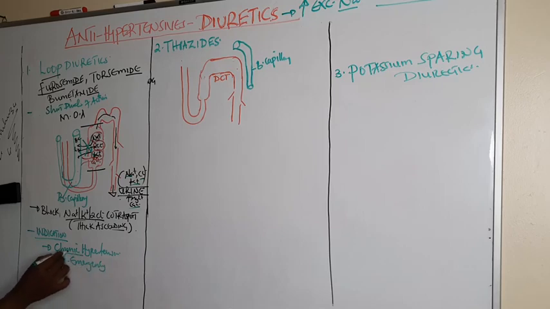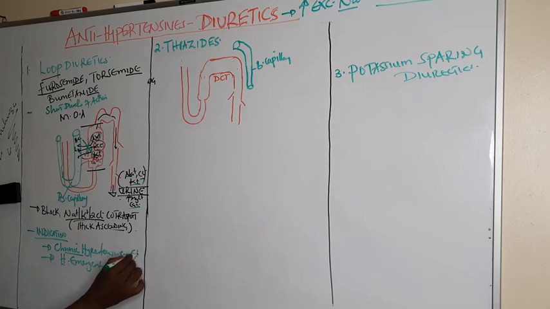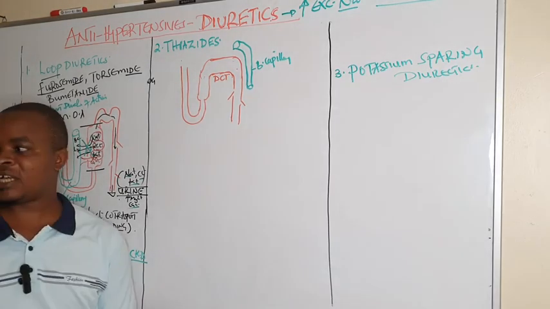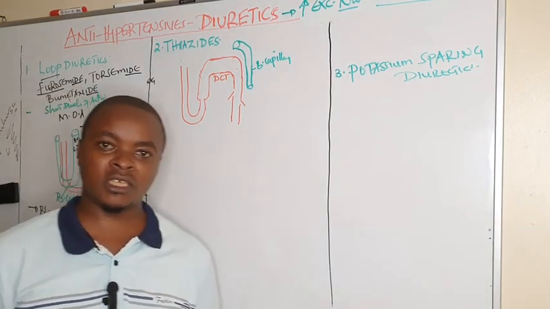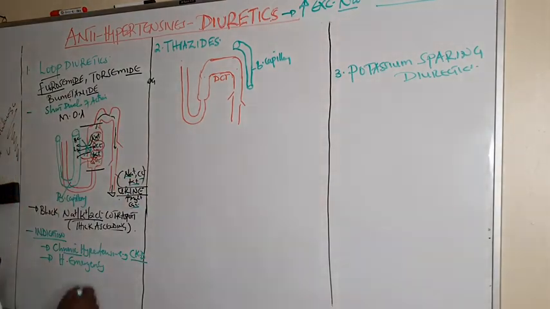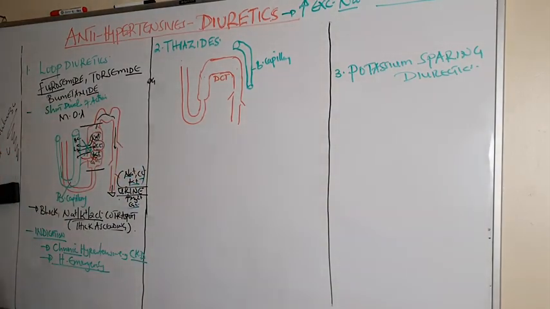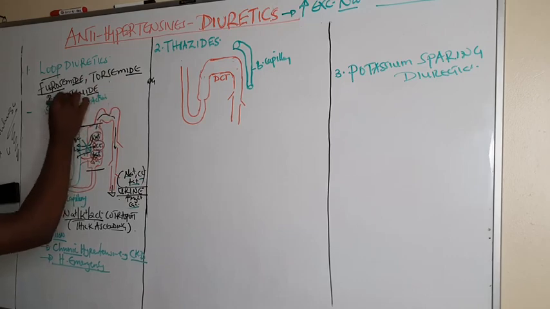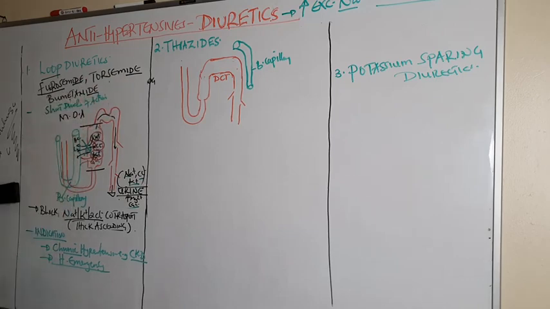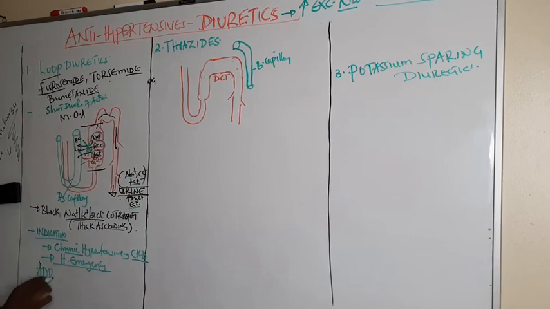Loop diuretics are used in chronic hypertension, especially when accompanied with chronic kidney disease. So if you have patients with chronic hypertension with chronic kidney failure, we can always apply loop diuretics, and also in patients with severe hypertension accompanied with organ failure. We can use furosemide, torsemide, and bumetanide. These are the ones. And of course, their ADR, their adverse reactions.